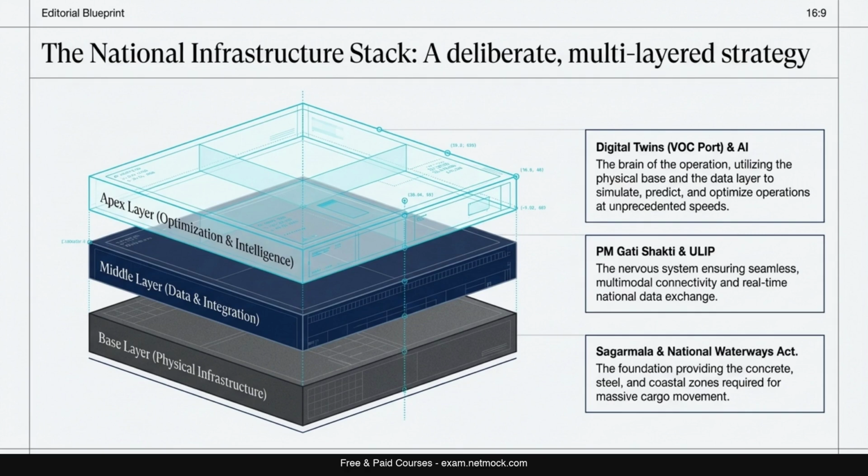India is building a multi-layered national infrastructure stack. The base layer is Sagarmala and national waterways providing physical infrastructure. The middle layer is Gati Shakti and ULIP for data integration and multimodal connectivity. The apex layer is digital twins and AI at VOC port for optimization and intelligence. Each layer builds on the one below.